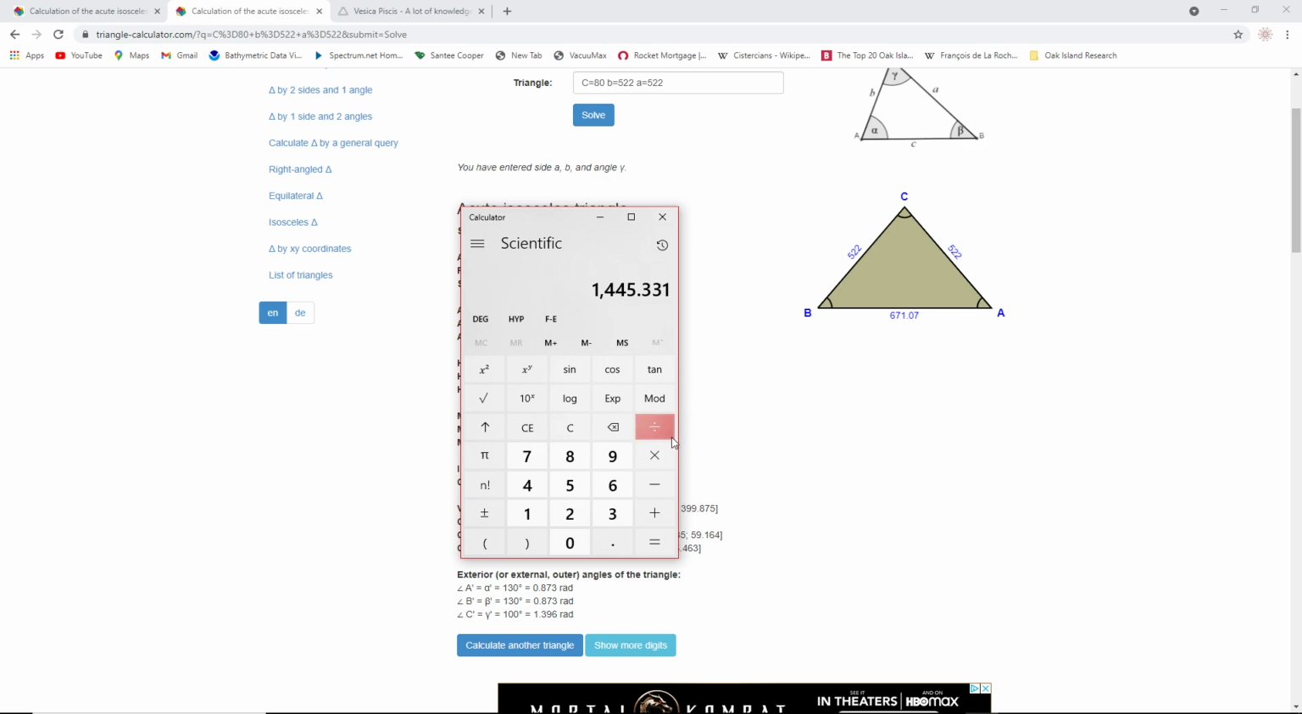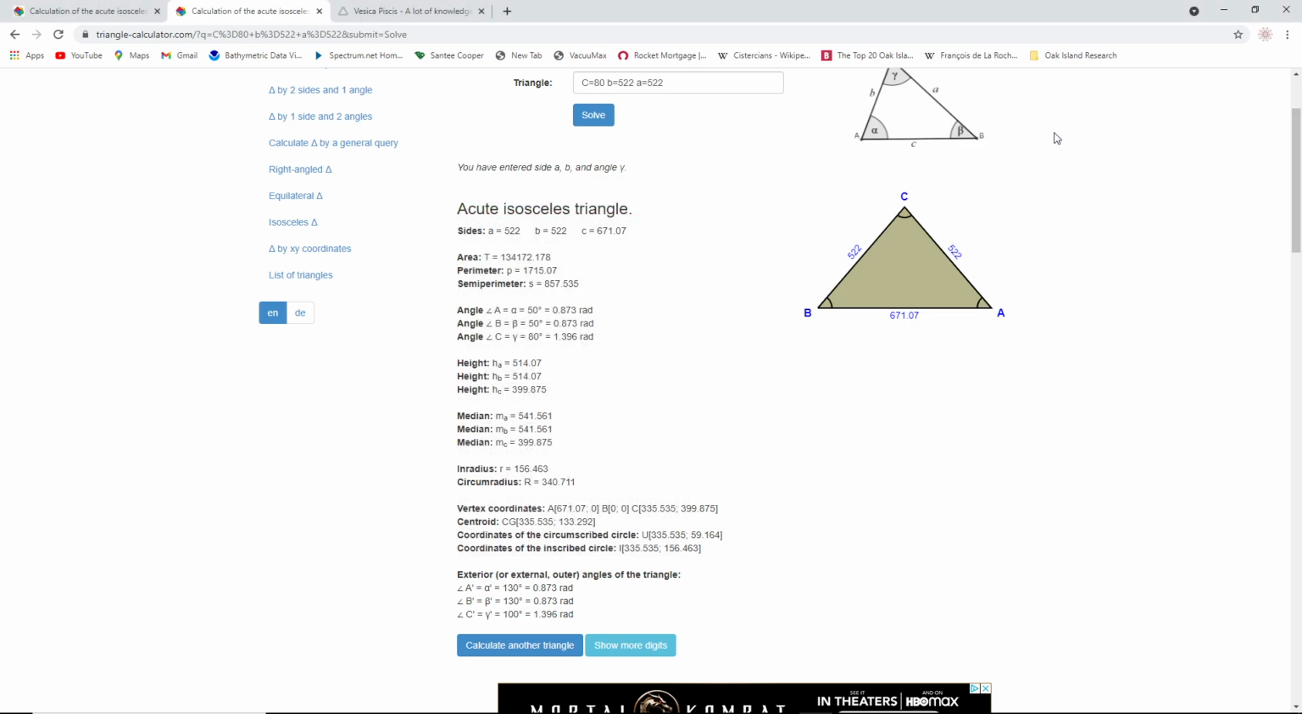But let's do this. Let's divide this by 2. And then let's subtract the 429. We get 293. But how did they get that? I just got that by using 1347. I got that by using 1347. How did they get 293? Interesting. Just a thought. All right.